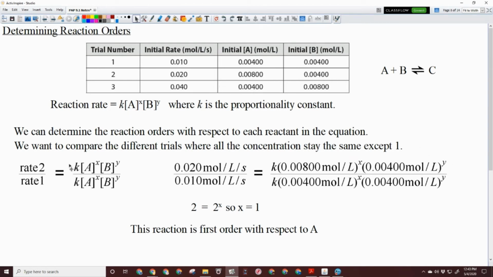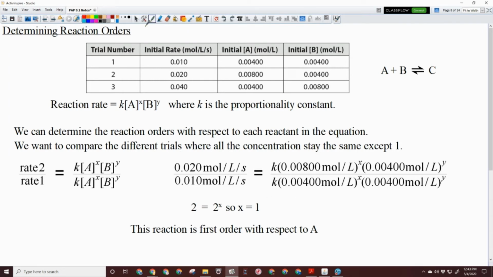And then we're going to put in rate 1. So rate 1 is 0.0010 is equal to, okay, so A, 0.0040, substitute in B, 0.0040 here. So this is rate 2 over rate 1 set up.